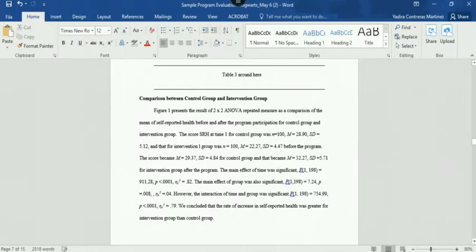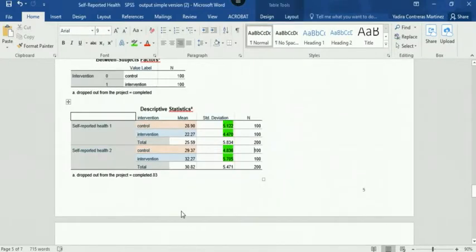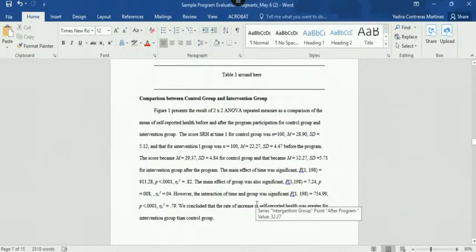Next, we will take a look at the intervention group. The intervention group's mean was 22.27 and the standard deviation was 4.47. You'll transfer this information over in the same format. N equals 100, mean equals 22.27, standard deviation equals 4.47 before the program.